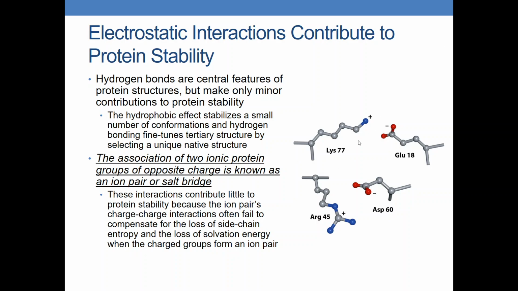So for example, here you'll see the primary amine side chain from lysine interacting with the carboxylate from glutamic acid or glutamate. So here, this is technically a hydrogen bond, but at the end of the day, the hydrogen bond is a dipole-dipole interaction, and that is driven by electrostatics. So we're going to consider this as an electrostatic interaction.